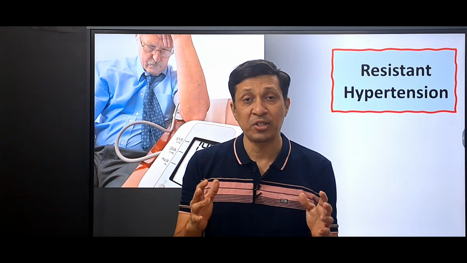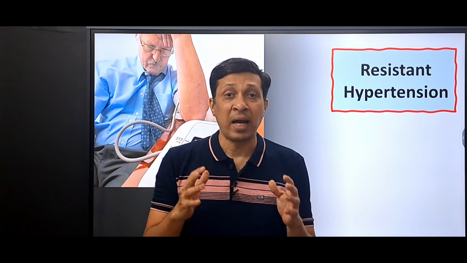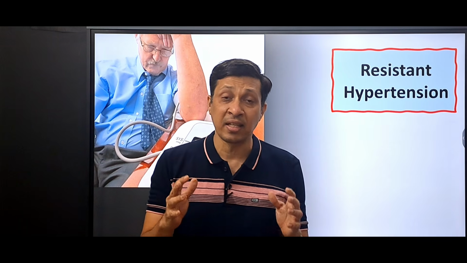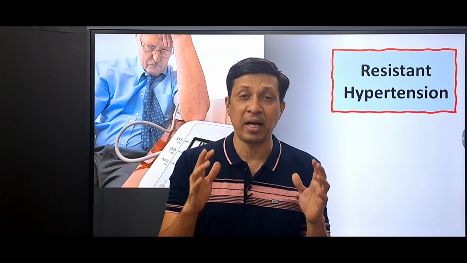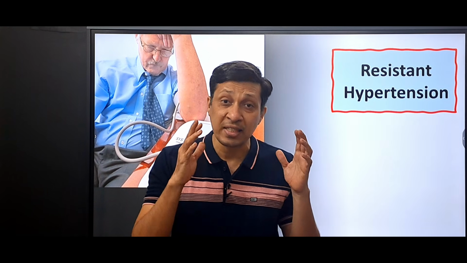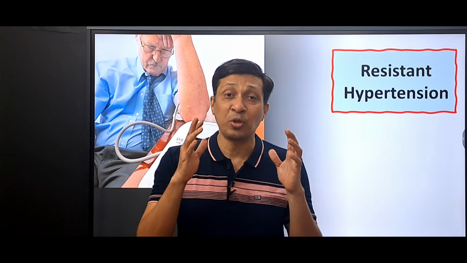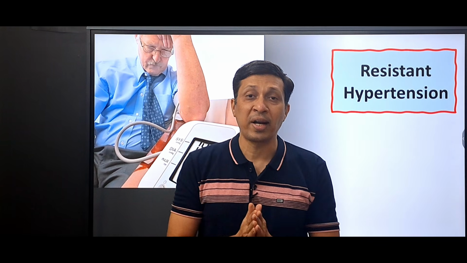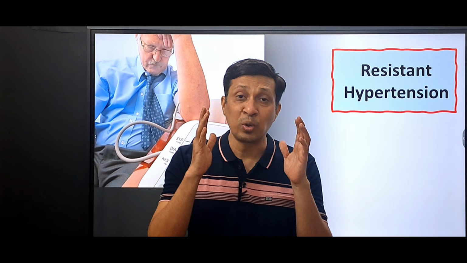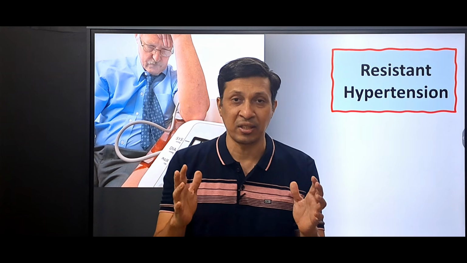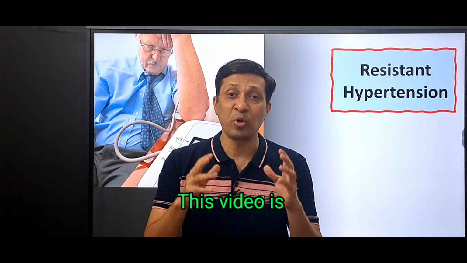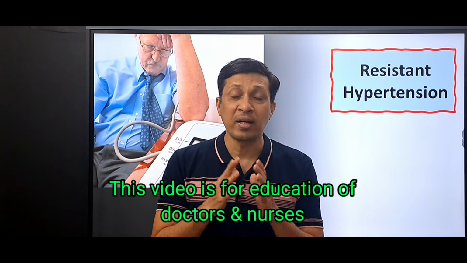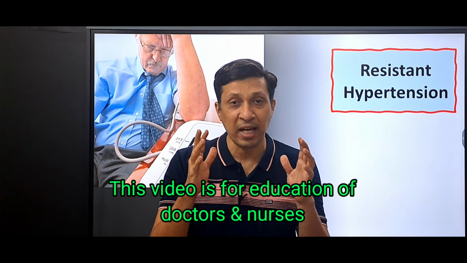The risk of cardiovascular diseases, stroke, and end-stage renal disease is 5 to 6 times higher in patients of resistant hypertension than in those hypertensive patients with good BP control. So friends, it is very important for you that you should be able to diagnose and manage this condition. So in this video, I am going to explain all the aspects of resistant hypertension.